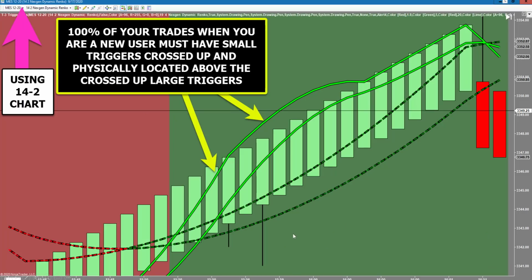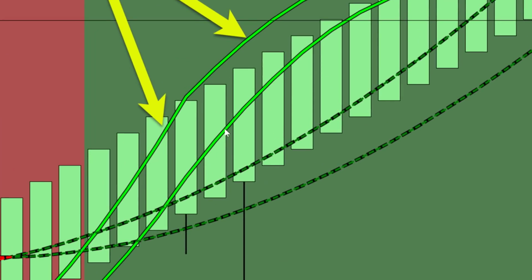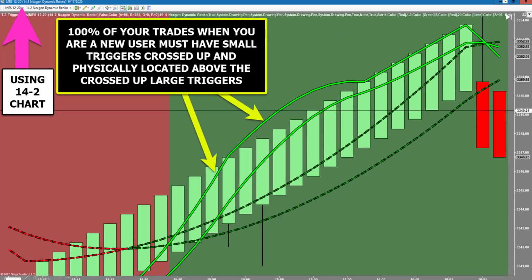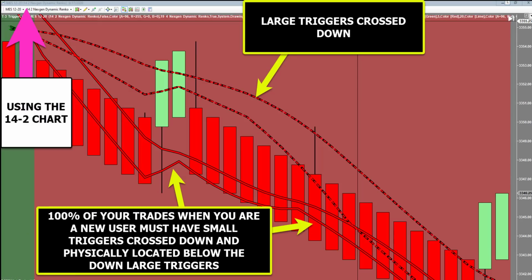Now, just to give you a second example of this, and again, we're talking about using your 14-2 chart. 100% of your trades must have this trigger line configuration in the beginning. Not saying that there's not other trades that you'll take later once you get more educated. This look right here is your guaranteed money, guaranteed look. You're going to lose some trades every once in a while, but more often than not, you're going to end up winning your trades with this look. The same is true to the downside.